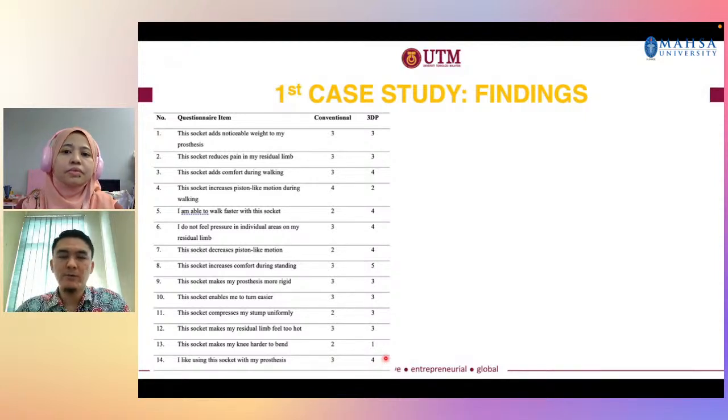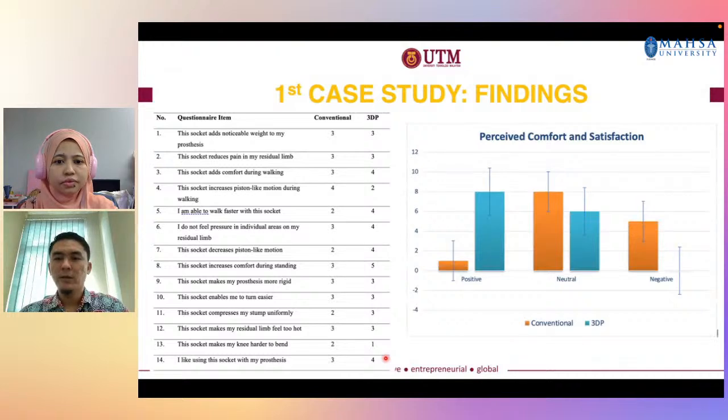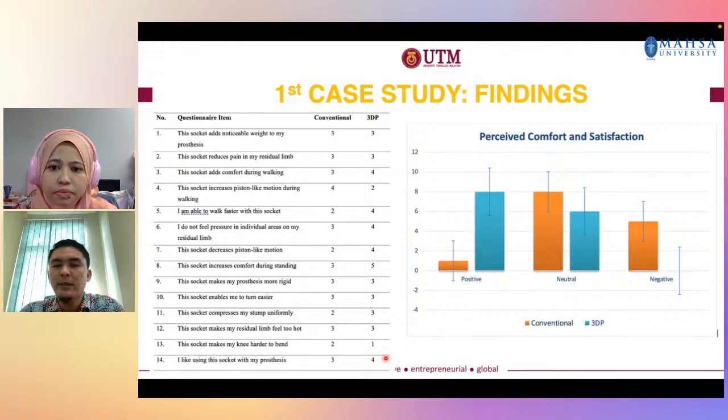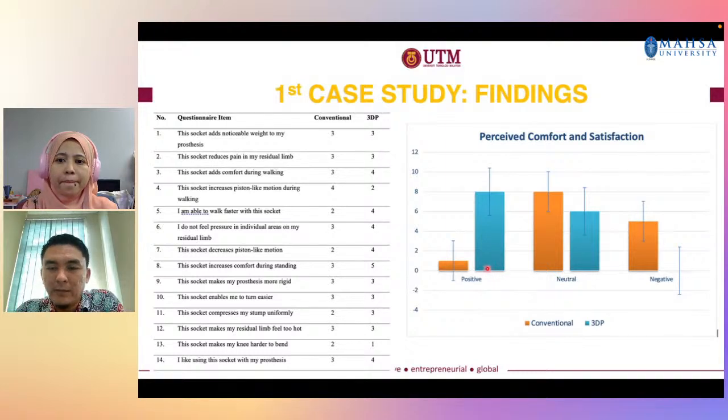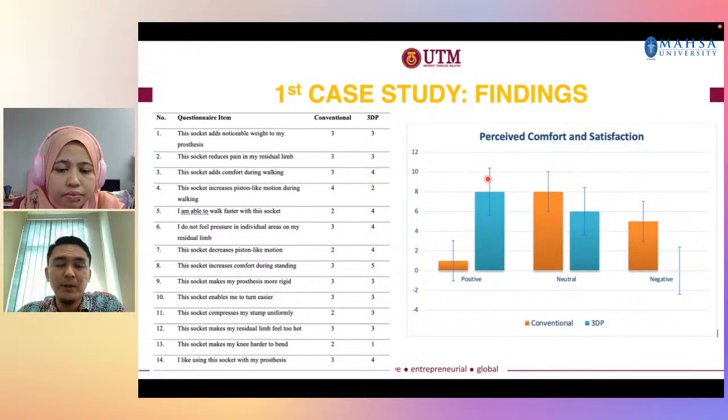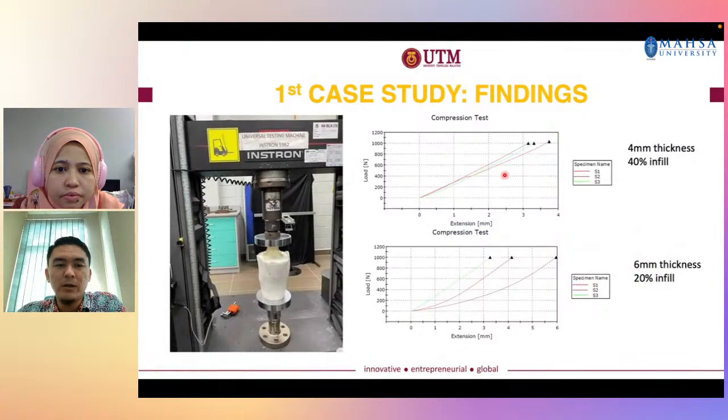So these are the results coming from the case study. When we convert them into a bar chart, we can see that the 3D printed, in blue, is much more positive compared to conventional. Conventional is more in the neutral position, but for the 3D printed the highest is positive, which means the acceptance from the users is higher for the 3D printed socket compared to the conventional.